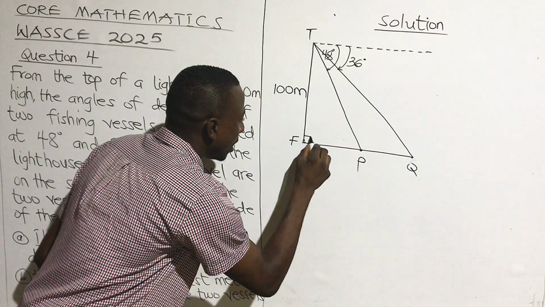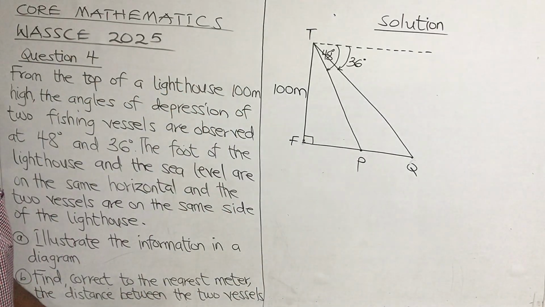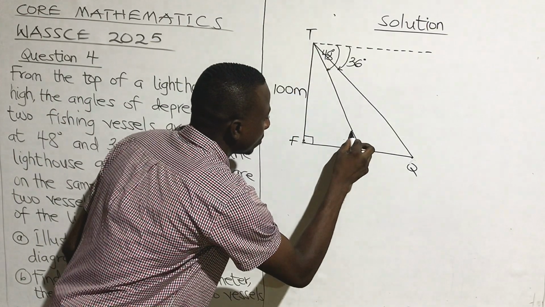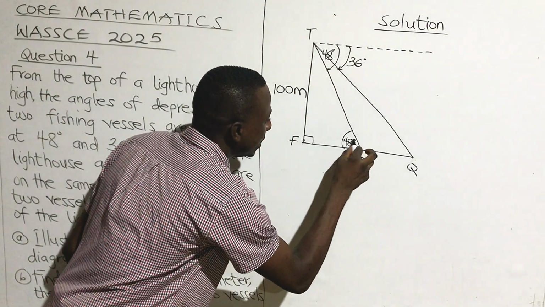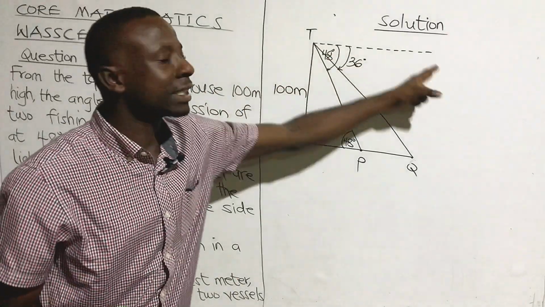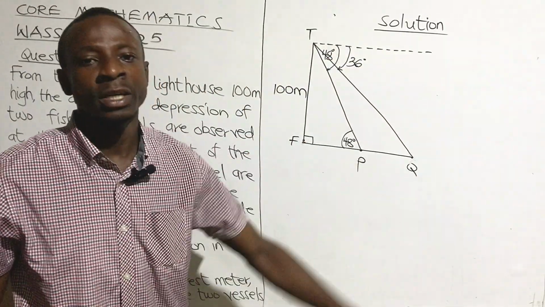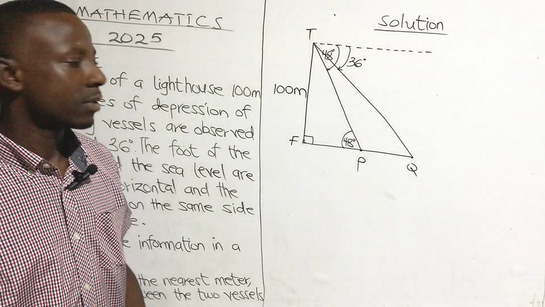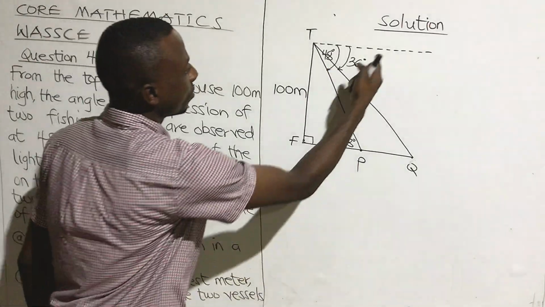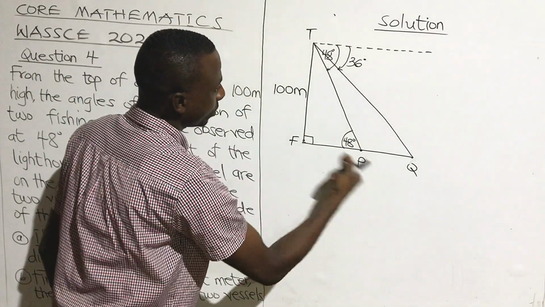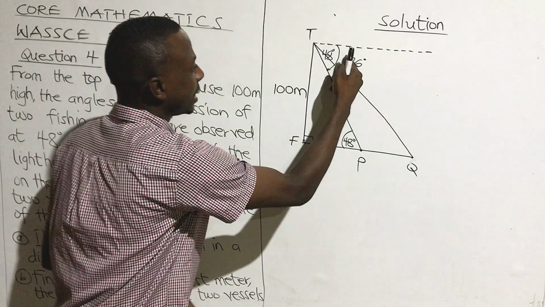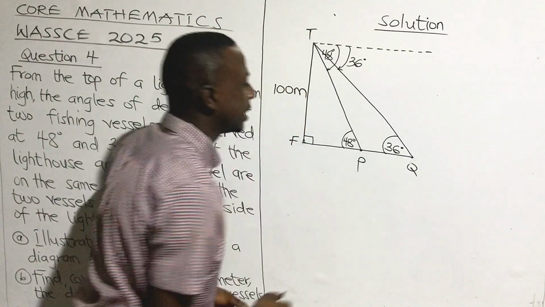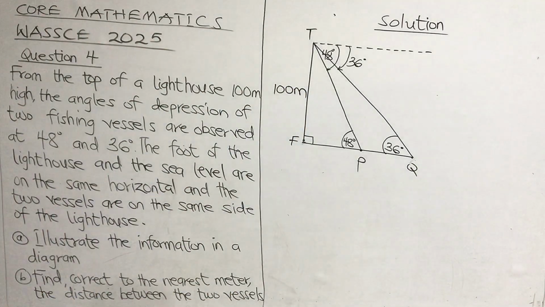Now it's a perpendicular line, so I'll make here 90 degrees. The angle here is 48. The same angle will be here, making 48 degrees, because the short dashes on top are parallel to the base horizontal. So alternate angles from the Z shape: 48, 48. And again, the 36 here will also be equal to the same angle here, making 36. So this is how the sketch will be.